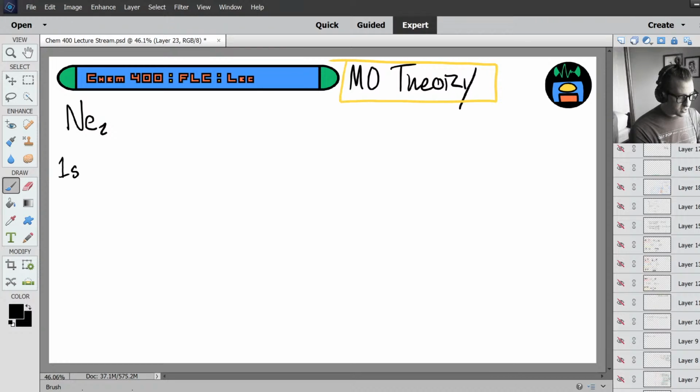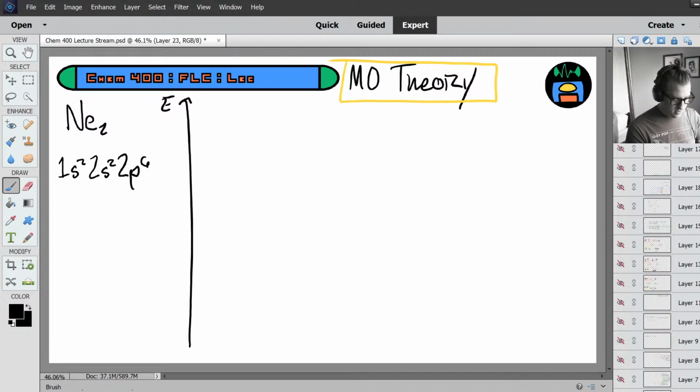If you look at the electron configuration for neon, it's 1s2, 2s2, 2p6. All right, so we put energy there. Now neon has our 1s, our 2s, and our 2p orbitals for both of our neon atoms. So they're the same on either side.